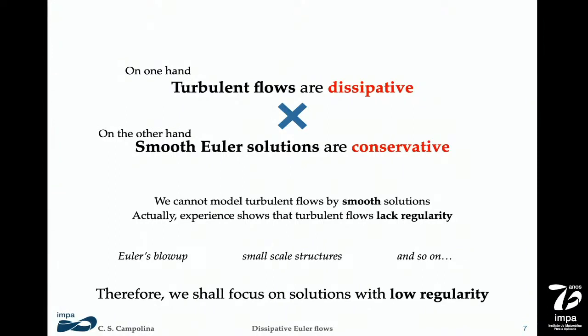During Alexei's course and Simon's lectures, we saw several signatures of this lack of regularity. We saw the possible blow-up in the Euler equations, which is essentially a loss of regularity. We saw in Simon's lectures the enlargement of the inertial range, which means the development of small-scale structures, and so on. Therefore, the message is that we should not work with smooth solutions. We should focus only on solutions with low regularity. Okay.